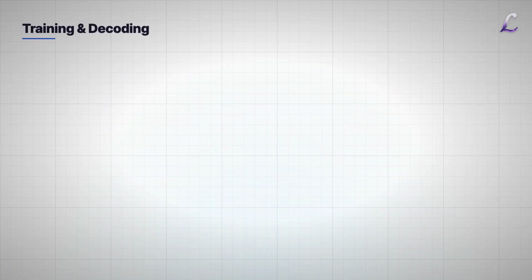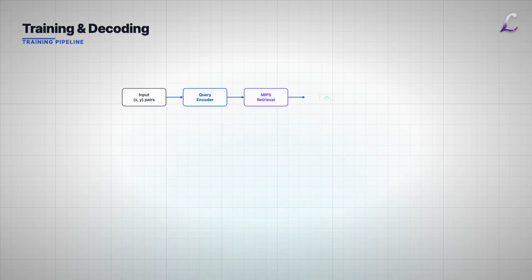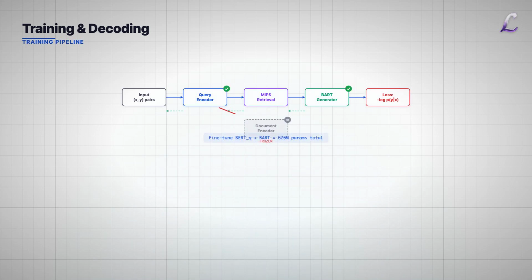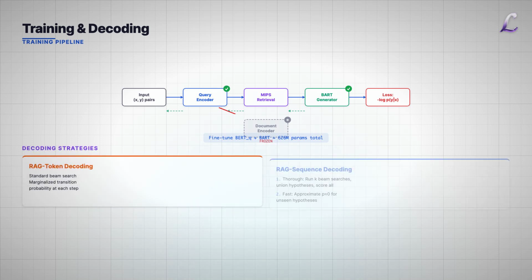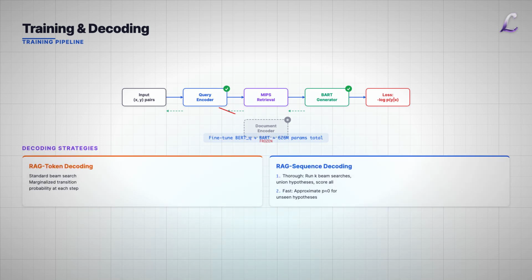Training is elegantly simple. Given input-output pairs, you minimize the negative marginal log likelihood of each target using Adam. A critical design choice: they do not update the document encoder during training. Updating BERT-D would require periodically re-encoding and re-indexing all 21 million documents, as REALM does. Instead, they fix the document encoder and index, only fine-tuning the query encoder BERT-Q and the BART generator. This makes training dramatically more practical.